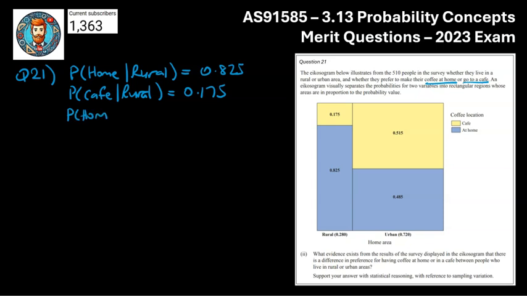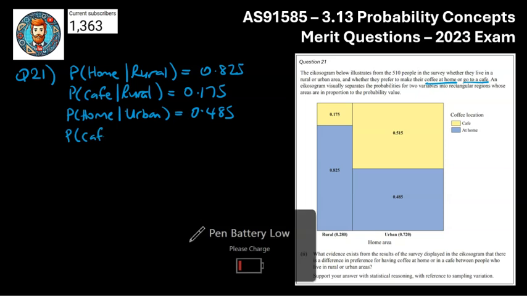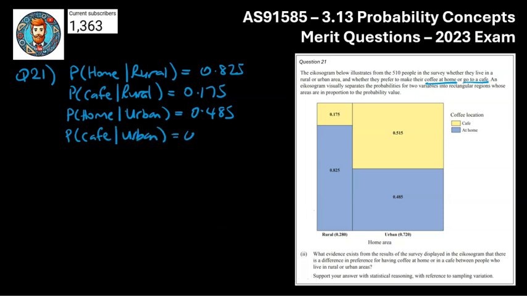So the probability that they were at home, given they were from an urban area, is that bottom number down there, 0.485. And then finally that top number there, that must be the people from the urban area who prefer going to the cafe. So the probability of cafe given urban is equal to 0.515. Okay, so now that I've got that done, I'm going to do some relative risk calculations here.